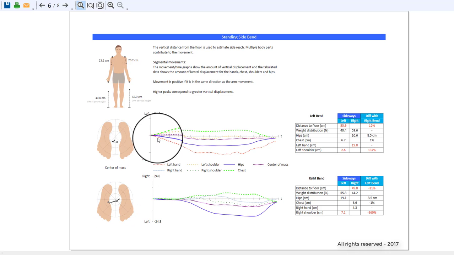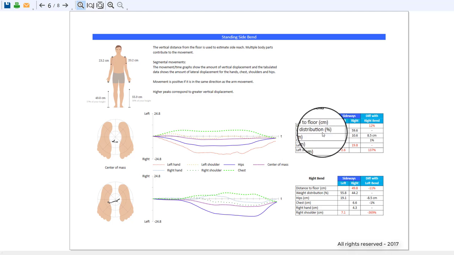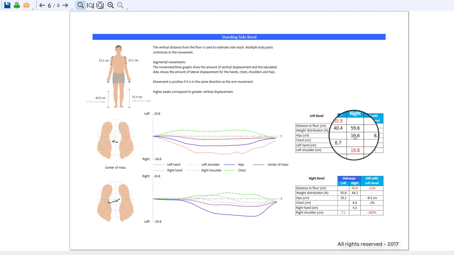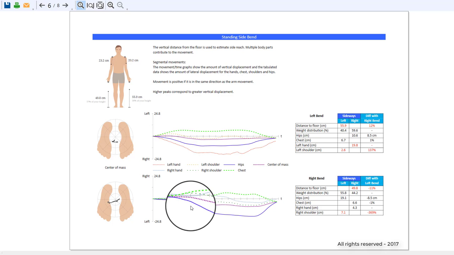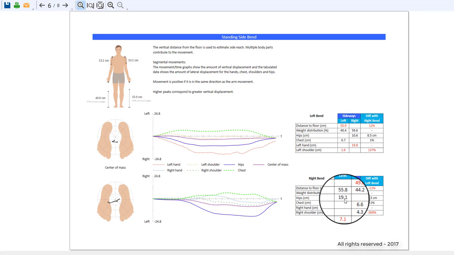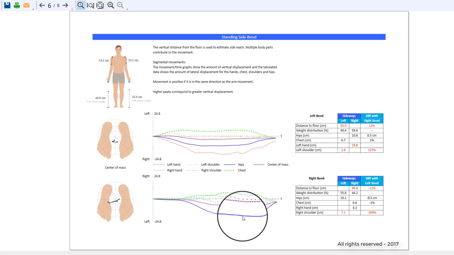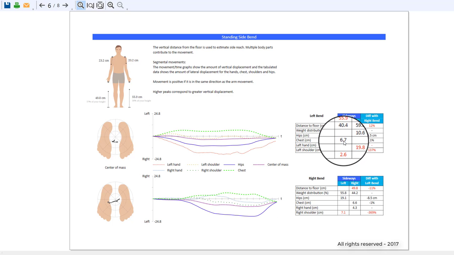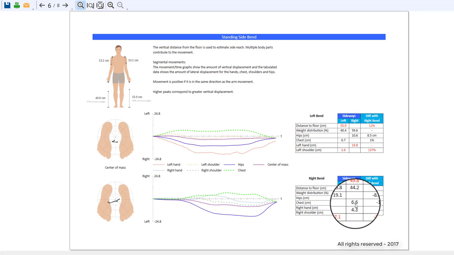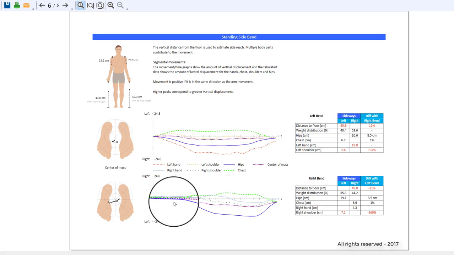If we look at the participation of the hips, when bending to the left, the hips really are moving to the right, around about 10 centimeters if we look at the data here. And when bending to the right, they're nearly double that, 20 centimeters, which is considerable. The contribution of the chest is in fact very similar at 6.5 to 7 centimeters on both sides. So the main factor here, and that was quite obvious in the movement, is the contribution of the hips.